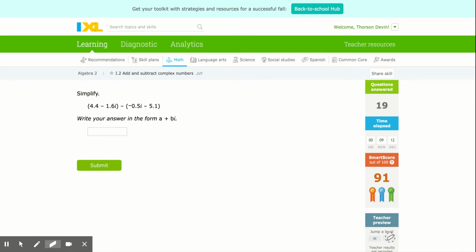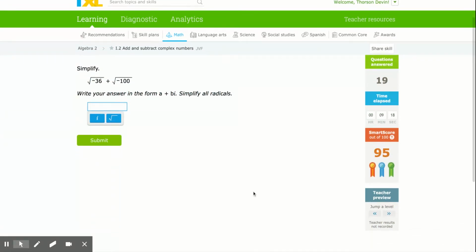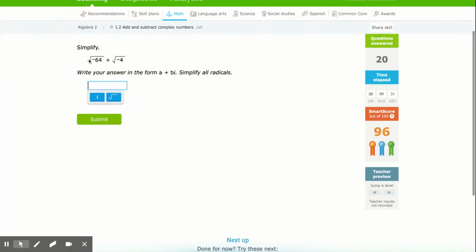The next, I wished I had one more fraction. Let's see if I can get to one more fraction, because I want to see if one other thing happens if we get to fractions. Oh, yeah, square roots. So hopefully that's fairly easy. That's a 6i, that's a 10i. 6i plus 10i is 16i. Again, 8i, 2i, 8 plus 2 is 10, so 10i.